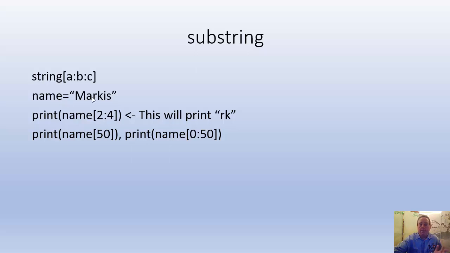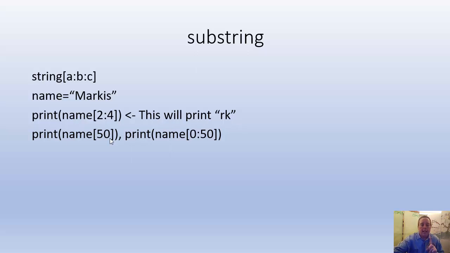Let's say you have my name stored in a variable called name. If I wanted to print 2 to 4, this will print RK. Why? Because M is 0, A is 1, and R is 2. So it's going to go from 2. Now the K is 3, I is 4, but remember, we don't reach the ending point, just like our range. So this will just print RK.